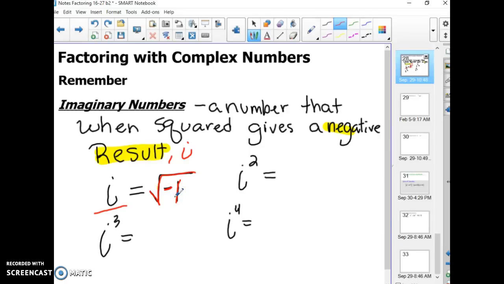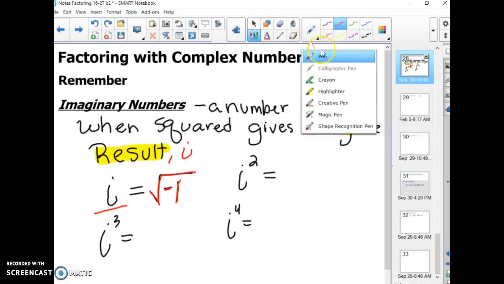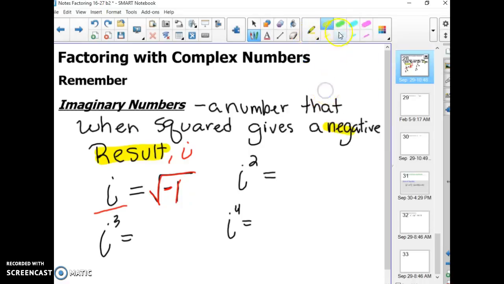I can't have a square root of a negative number. It doesn't make sense because a negative times a negative is a positive. So we have this whole concept of that. So i is equal to the square root of this negative 1 value.